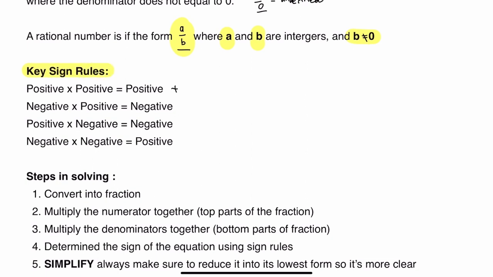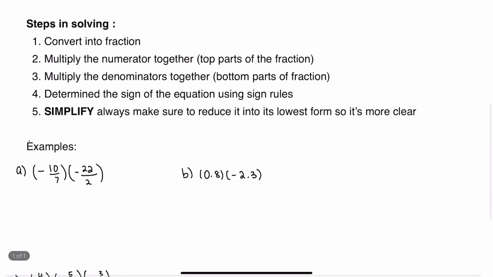So we have positive and positive is going to be positive. Negative and positive is going to be negative. Positive and negative is going to be negative. And negative and negative is going to give us positive. So here are some steps into how you would solve it.